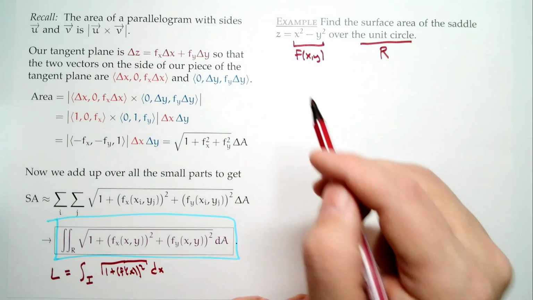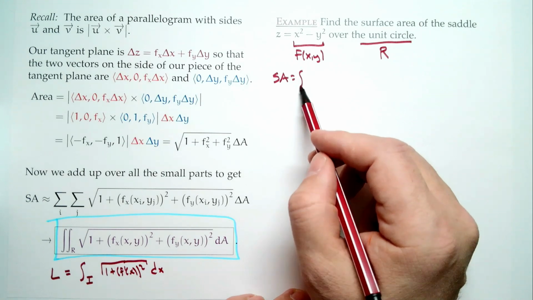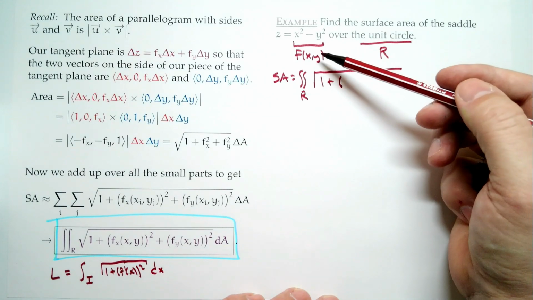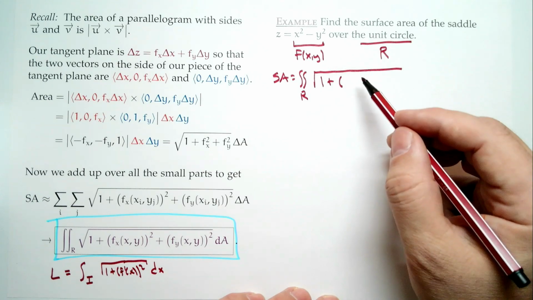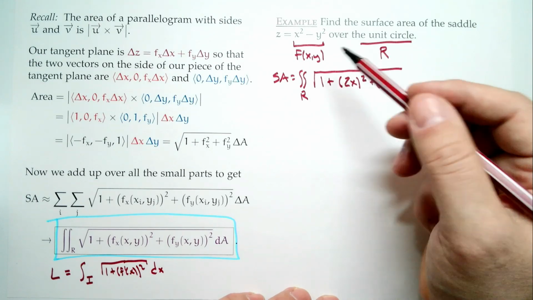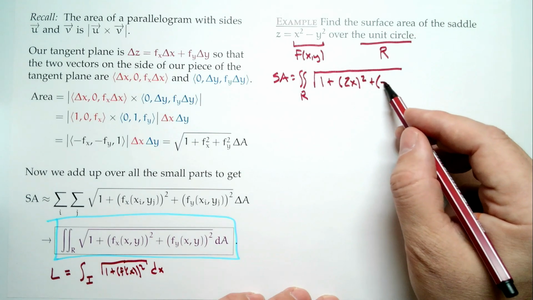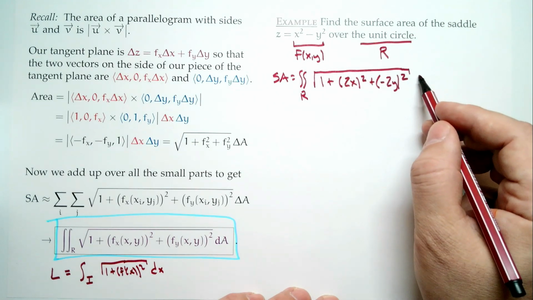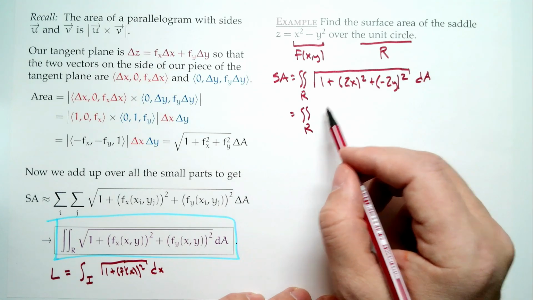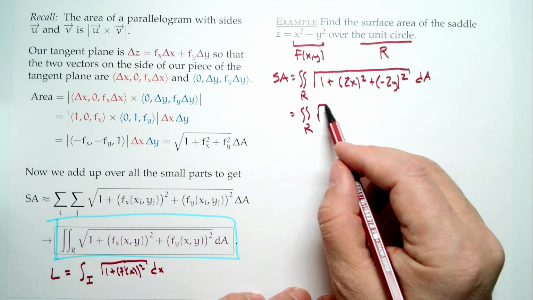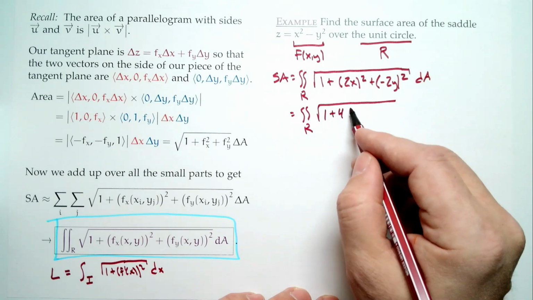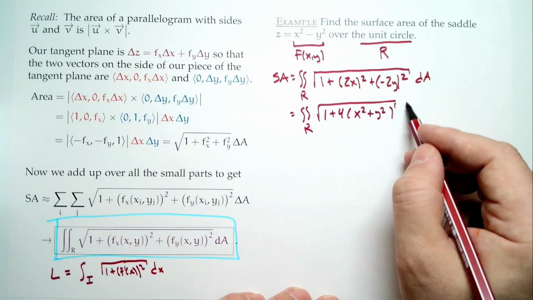So, according to the formula, surface area is the integral over our region of the square root of 1 plus, what is the derivative of f with respect to x? 2x. So 2x squared plus, what's the derivative of f with respect to y? Negative 2y squared. And then dA. So we have to find the following integral. Notice the squaring definitely gets rid of the negative. If you look at this, you have 4x squared and 4y squared. You could just pull out a 4. This is x squared plus y squared dA.